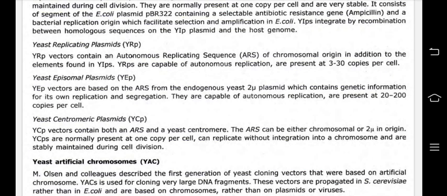Then yeast centromeric plasmids, YCP. YCP vectors contain both an ARS and a yeast centromere. The ARS can be either chromosomal or 2 mu in origin. YCP are normally present at 1 copy per cell, can replicate without integration into a chromosome, and are stably maintained during cell division.